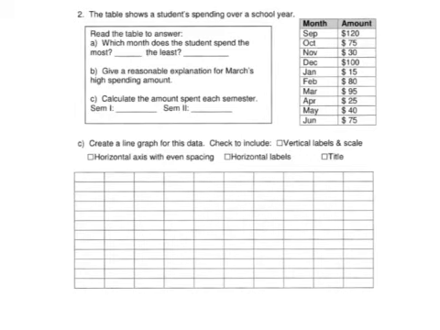All right, let's try to answer these questions. Which month does a student spend the most? So the most that they spend is in September. And the least amount they spend would be January. Give a reasonable explanation for March's high spending. I don't know, maybe spring break. They went out of town. Who knows?